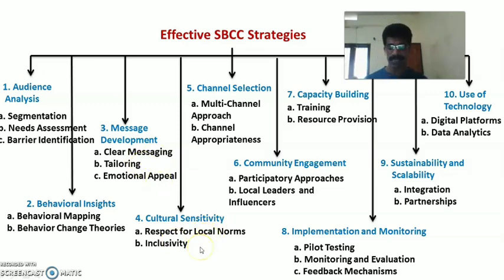Fourth one is cultural sensitivity. It includes respect for the local norms of the people and inclusivity. Then fifth one is channel selection, that is use the multi-channel approach and use the appropriate channel. Sixth one is community engagement, which includes participatory approaches and local leaders and influencer engagement. Then seventh one is capacity building. It includes training and resource provisions. Eighth one is implementation and monitoring. It includes pilot testing, monitoring and evaluation and feedback mechanism. Ninth one is sustainability and scalability. It includes integration and partnership. And last, the 10th one is use of technology, which includes digital platforms and data analytics.